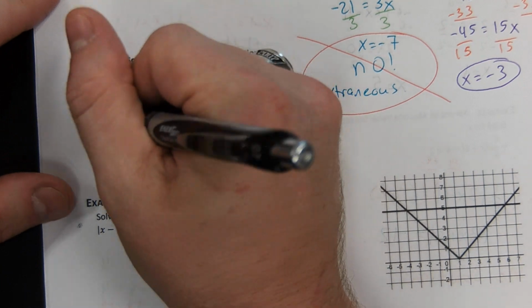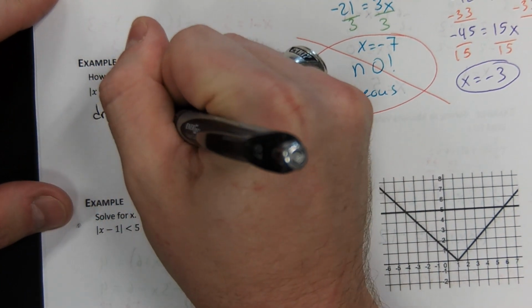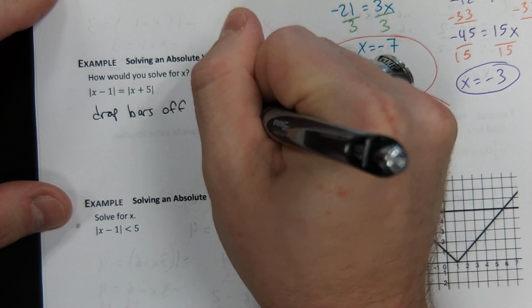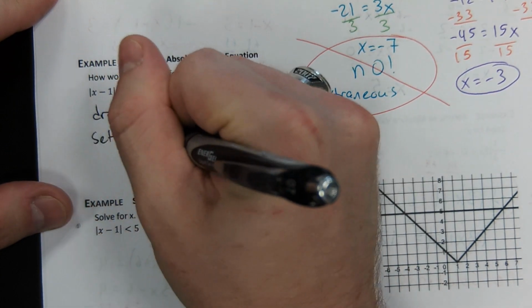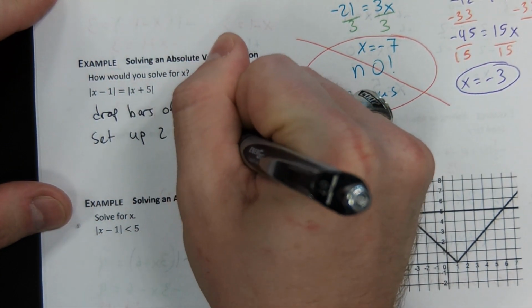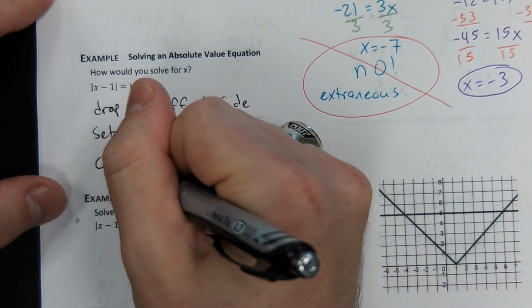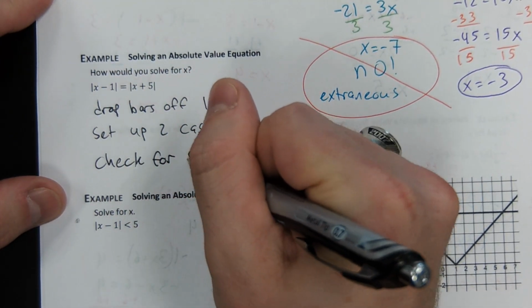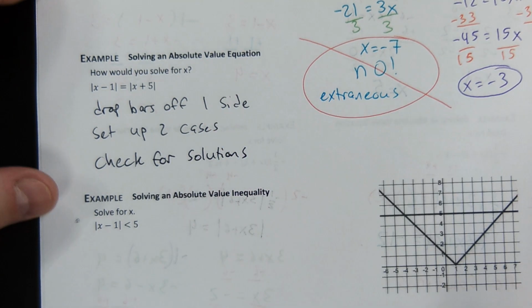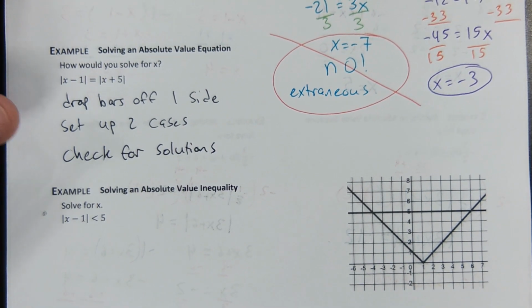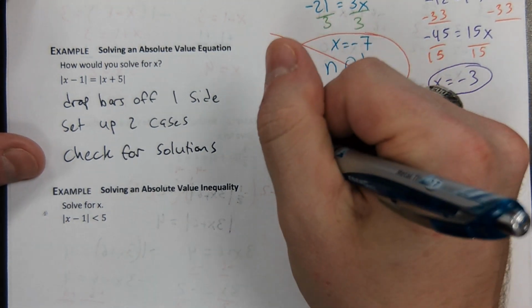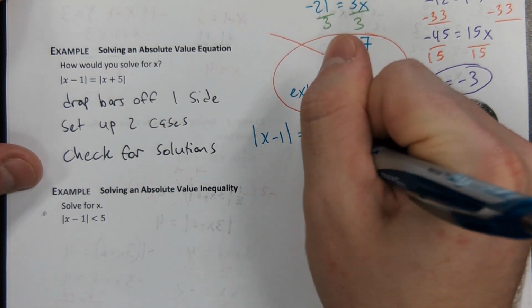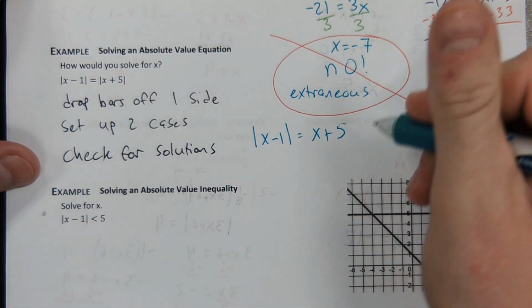So what we're going to do is we're just going to drop the bars off of one side. Then we'll set up the 2 cases. And after we solve, we will check for extraneous. We're always checking our solutions to make sure they work. And if it was me, I would get rid of the bars on the right side. Why? I don't know. I just like my bars on the left, I guess. So this is what I would have done. I would have set that up and solved.